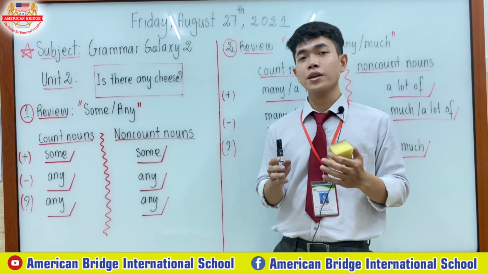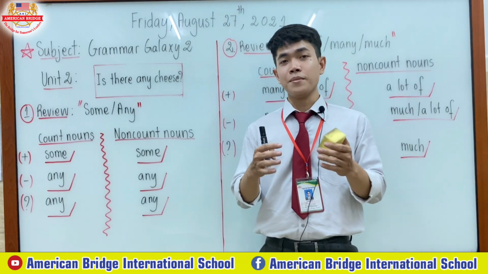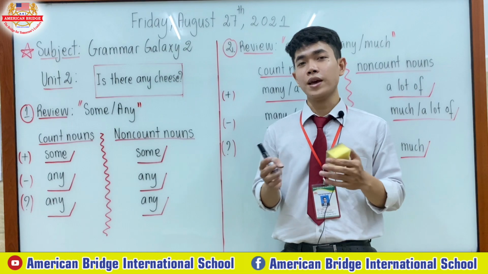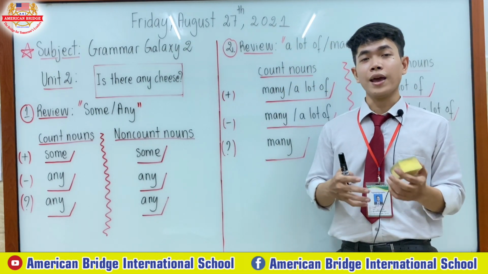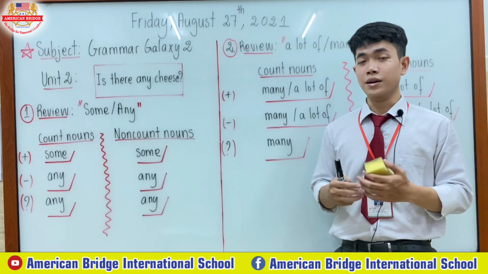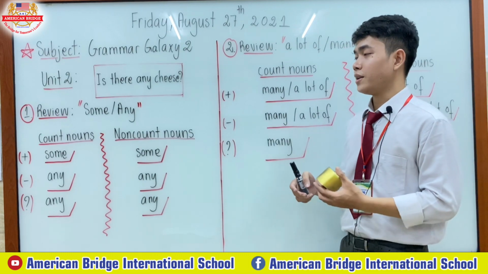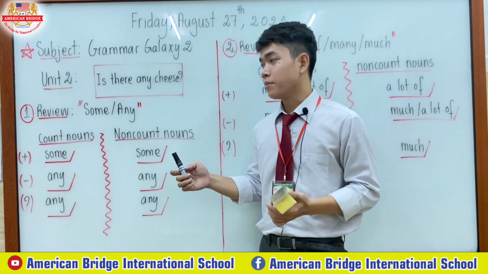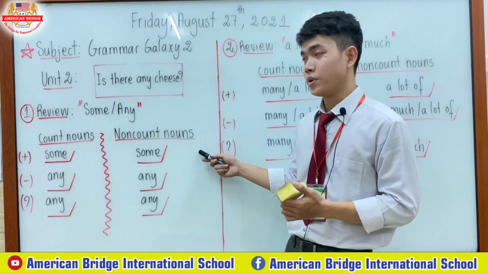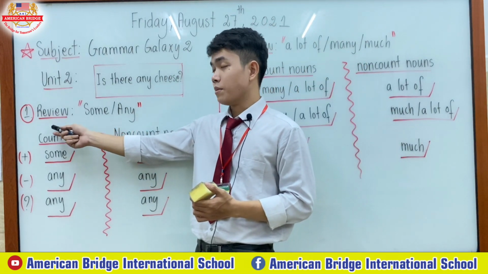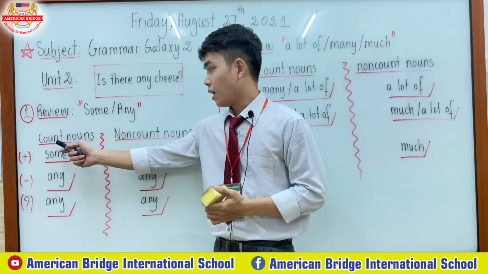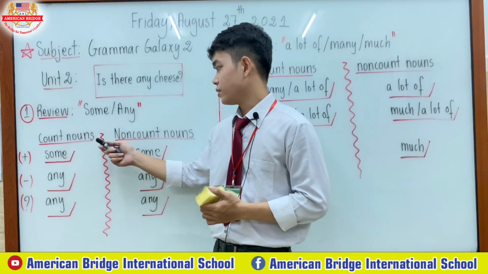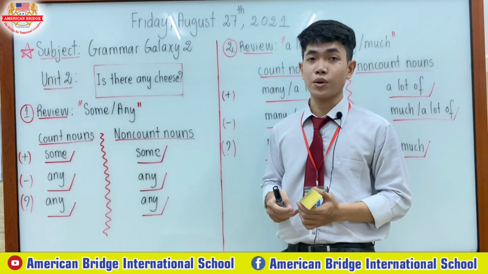For review 1, it will be about some, any. So we know that we use some and any with the plural count noun and plural non-count noun, right? Okay, that's good. Hope you still remember, and now let's take a look on the whiteboard together. It is about number 1, review some, any. We know some and any are used with count nouns and non-count nouns for the plural noun, right?